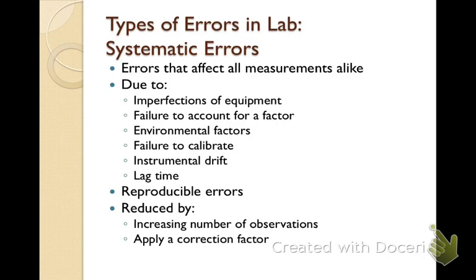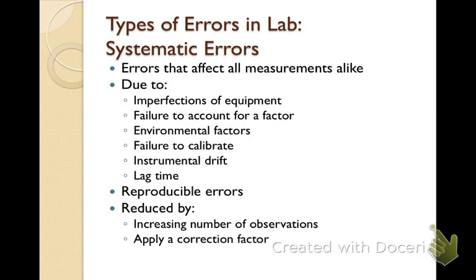One's called a systematic error. This is affecting every single person no matter how many times they do this experiment. This can be due to imperfections of the equipment. So say for example the equipment itself isn't reading correctly. We might have a failure to account for a certain factor, like environmental factors. If we forgot to account for temperature, or if we didn't calibrate, for example our electronic balance, this would be a systematic error.